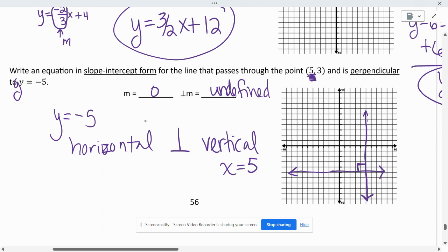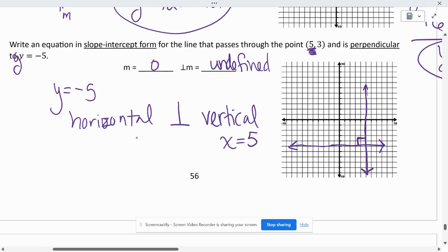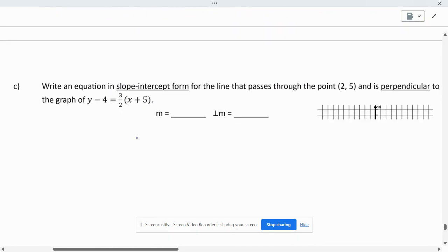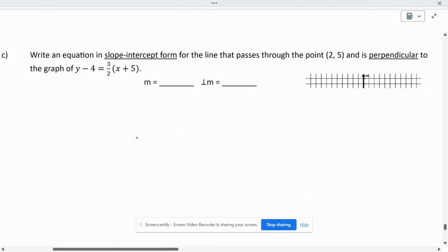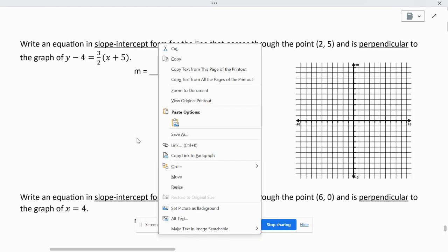We have one more example on the back, and then I'll get you guys started on your work, okay? You're doing great. So passing through the point 2,5, we're passing through the point 2,5.